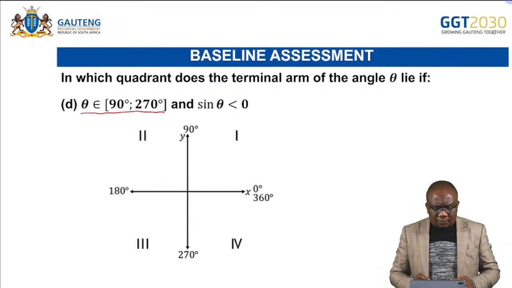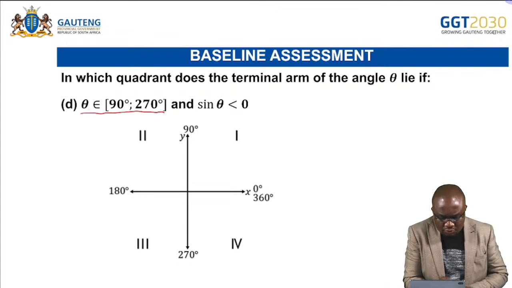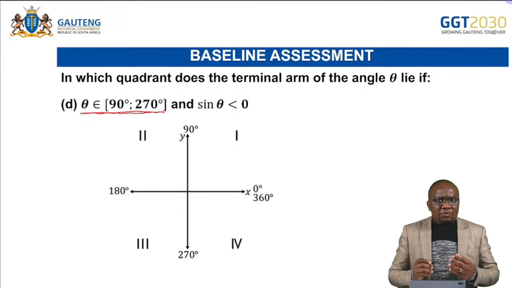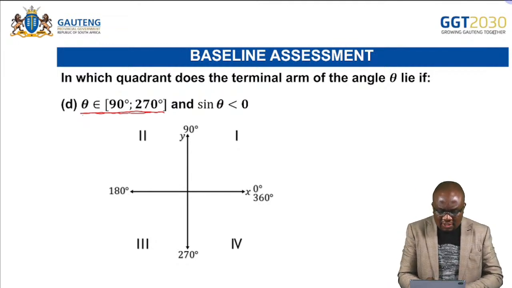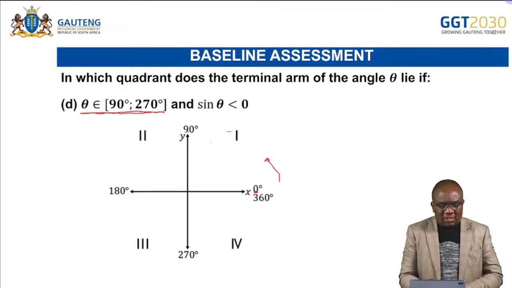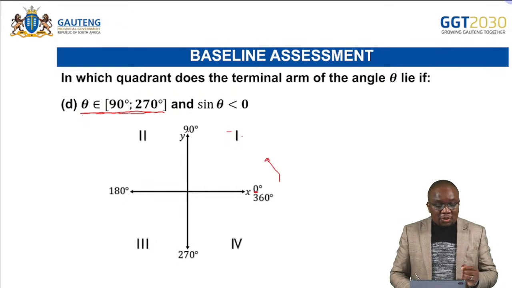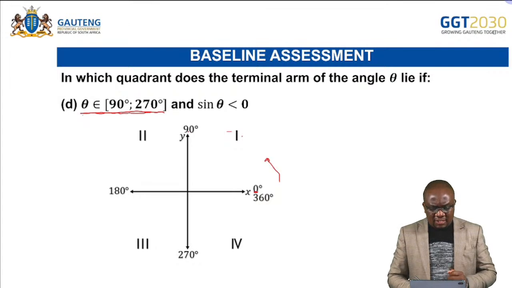Right, so where is the angle now? Which quadrant? Now we're talking about the angle between 90 and 270, right? We talked about the Cartesian plane in our previous lesson. We start from 0 degrees and go anti-clockwise. In quadrant 1, we're talking about angles between 0 and 90 degrees. In quadrant 2, angles between 90 and 180 degrees. In quadrant 3, 180 degrees and 270 degrees. And then quadrant 4, angles between 270 degrees and 360 degrees.